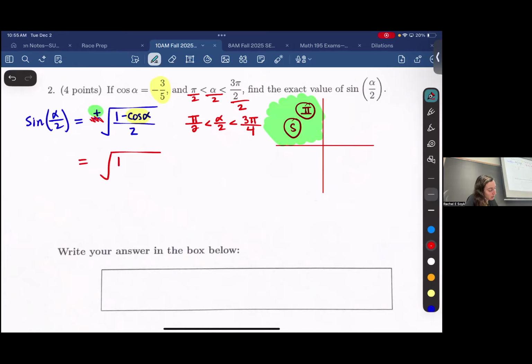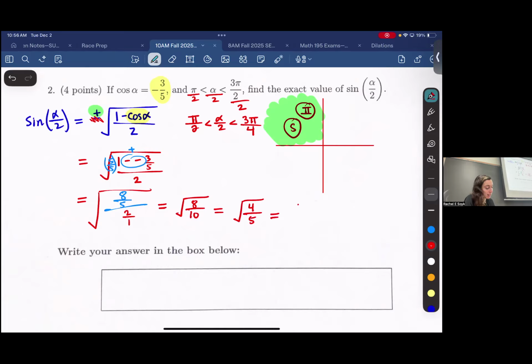So 1 minus negative 3/5 all over 2. 2 negatives turn to a positive. 1 is the same as 5 over 5. So 5 plus 3 gives you 8. And then 2 as a fraction is 2 over 1. So notice how we're going to do a keep change flip to get the square root of 8 over 10, which is the same as the square root of 4 over 5, which is the same as 2 over square root of 5.